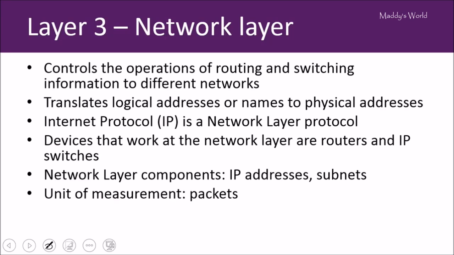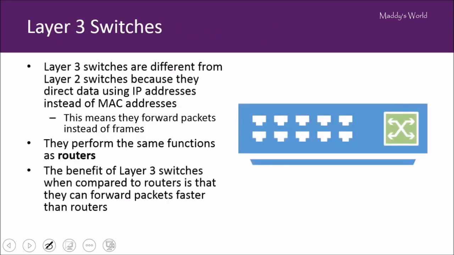There are a few different network layer components. You've got IP addresses and also subnets, which we featured in our last module. And the unit of measurement here is called a packet. Layer 3 switches are different from layer 2 switches because they direct data using IP addresses instead of MAC addresses, okay? So they forward packets instead of frames. They can perform all of the same functions as routers, but they're not routers, okay? The benefit here in using a layer 3 switch versus a router is that they can actually forward packets faster than routers. And detailing how this is done is a little bit beyond the scope of this course. But if you're interested, once again, take that initiative and go ahead and bing it, right?